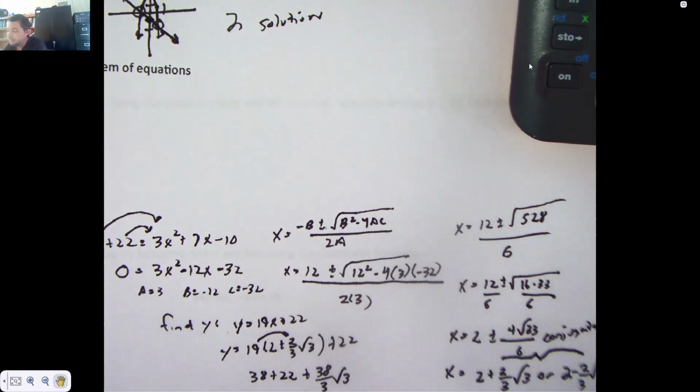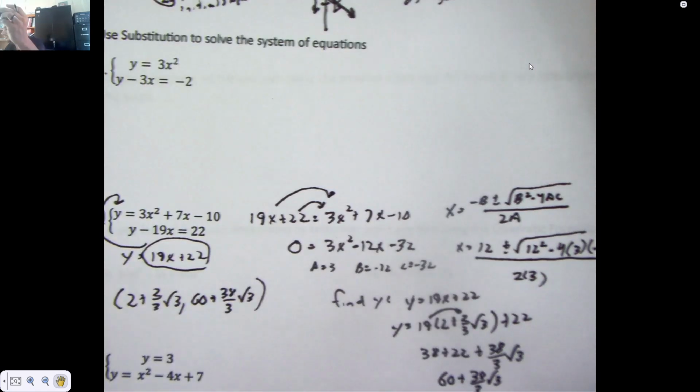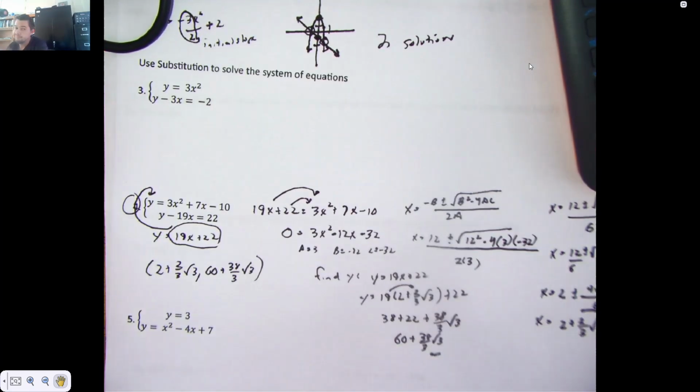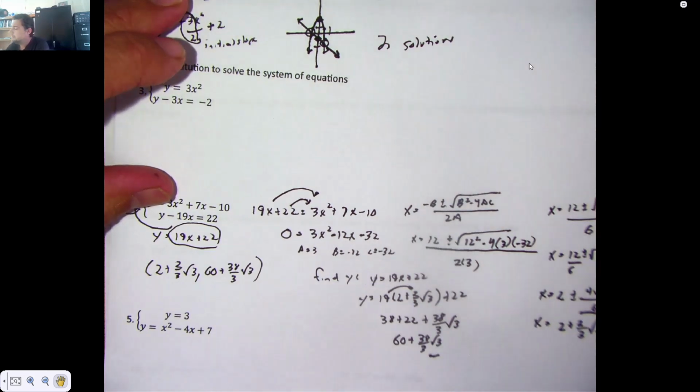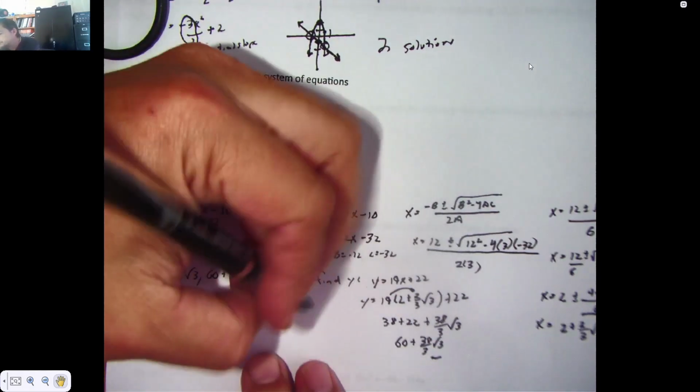So here's a funky ordered pair. I have an ordered pair: 2 plus 2/3 root 33, and then 60 plus 38 thirds root 33. What a funky looking answer that is. Most teachers just teach decimals on this.